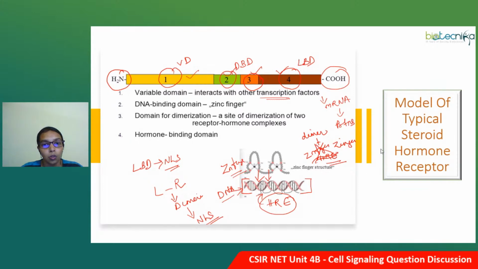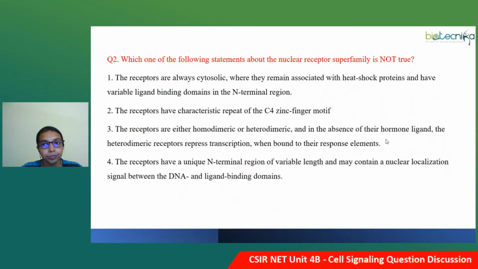Now, next question to you. Which one of the following statements about the nuclear receptor is not true? Receptors are always cytosolic, where they remain associated with HSPs and have variable ligand binding domains in the N-terminal region.